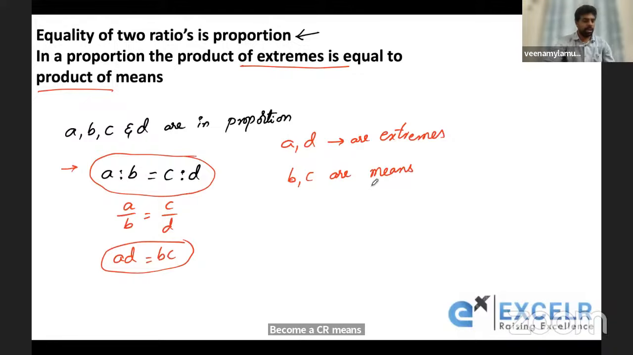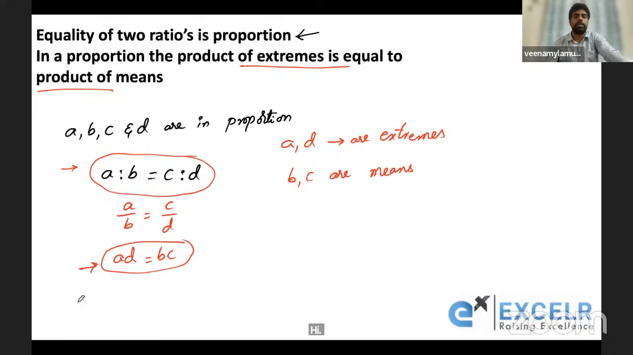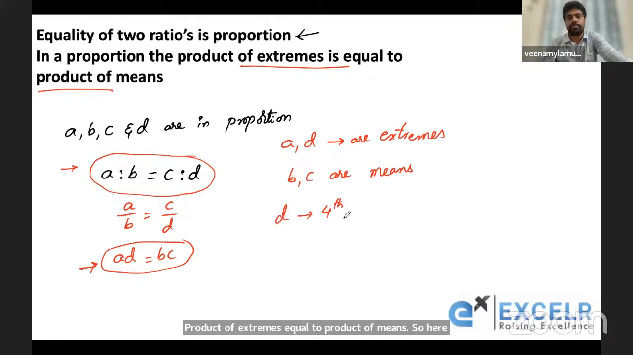B comma C are means. Okay. So product of extremes equals product of means. I have got now here... am I correct? Product of extremes equal to product of means. So here D is our fourth proportion. D is our fourth proportion.